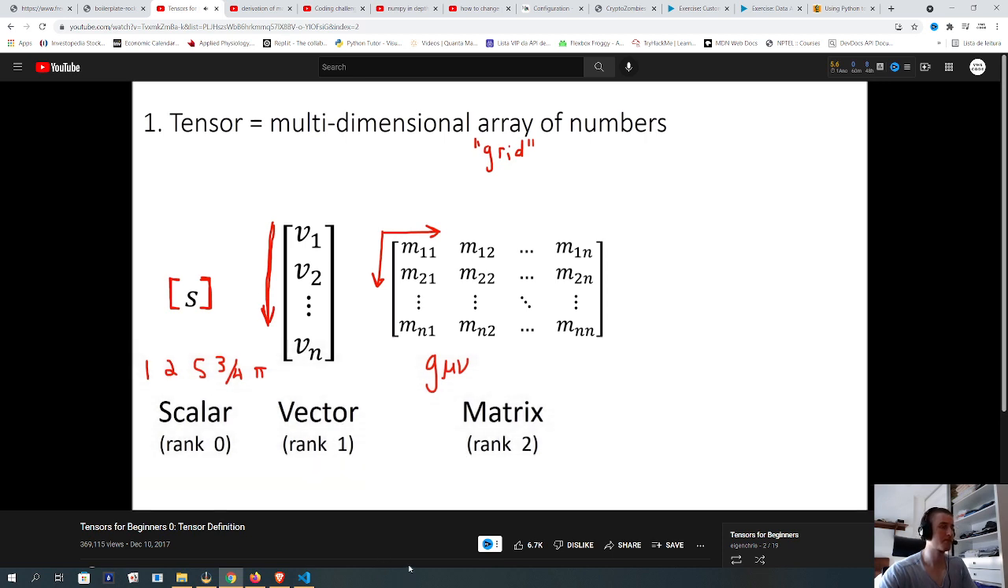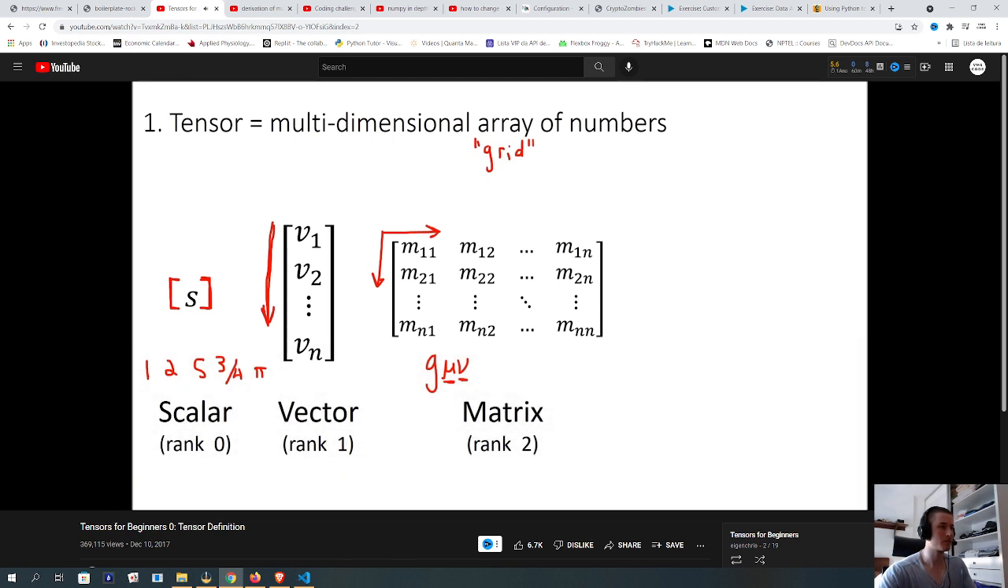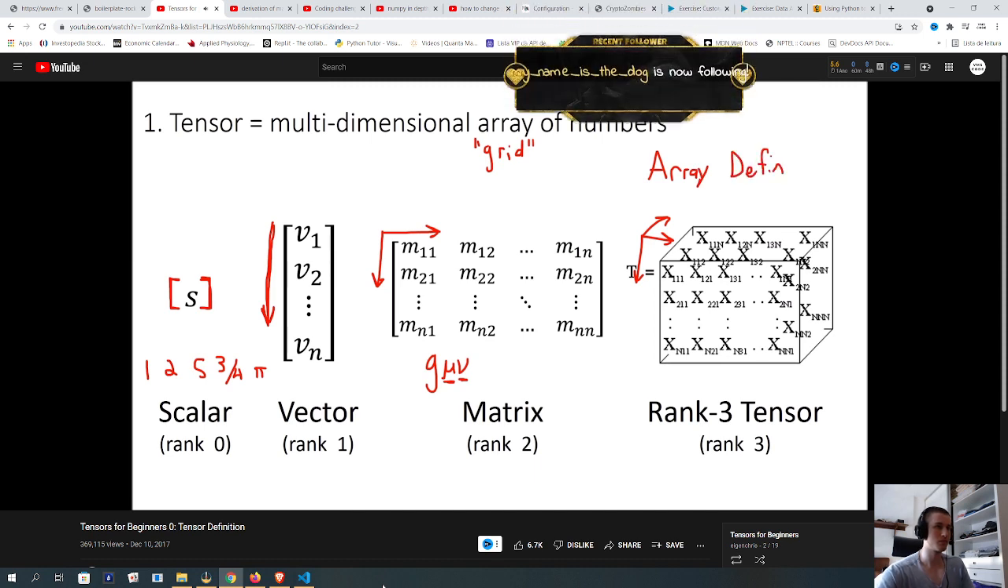And if you recall from the last video, I mentioned that the metric tensor from general relativity is a rank 2 tensor. And these little Greek letters that you see here actually stand for numbers that represent the row and column of the particular entry of the matrix that we're talking about. So the metric tensor is really just a matrix. And we can go higher and higher. This is a rank 3 tensor because it's in a 3-dimensional grid of numbers sort of arranged in a cube. And we can go on and on, rank 4, 5, 6, as high as we want. So any multi-dimensional array of numbers is a tensor. So I call this the array definition of tensors.